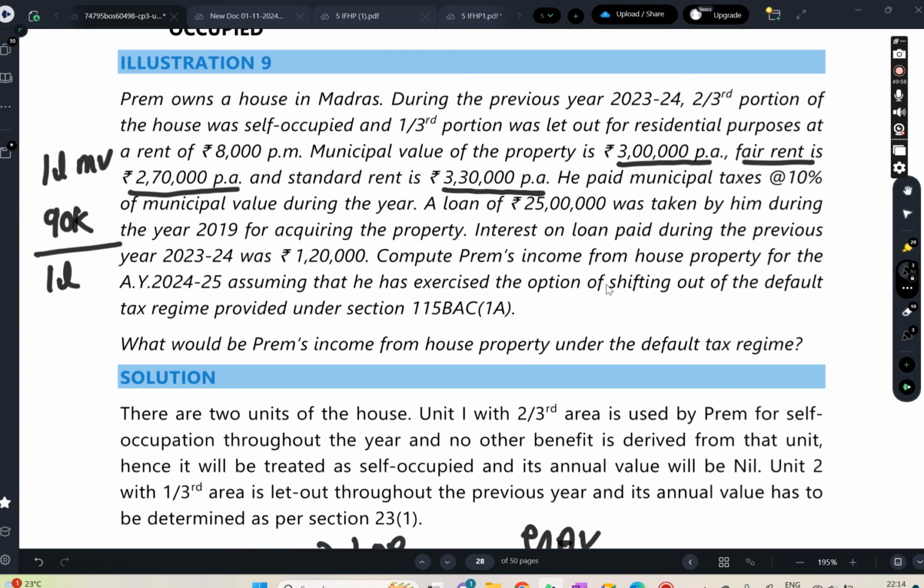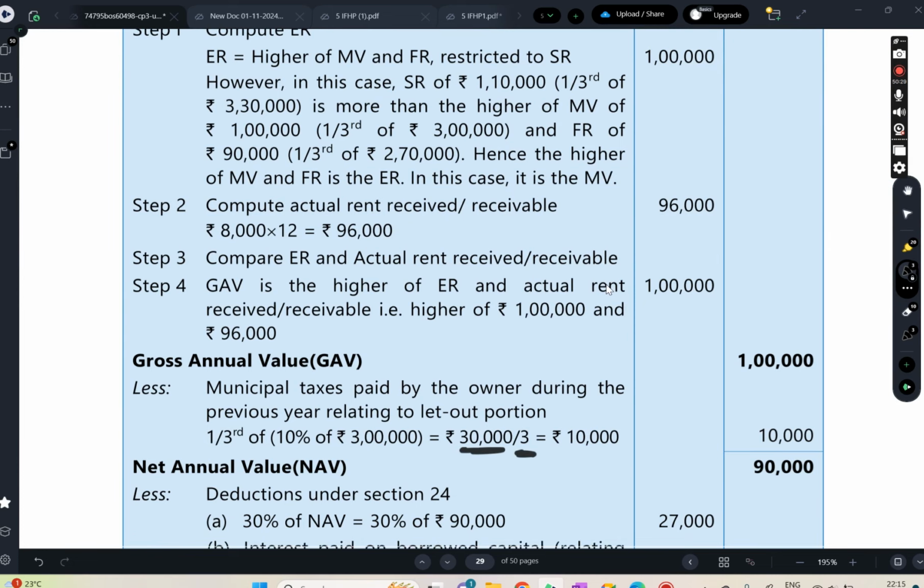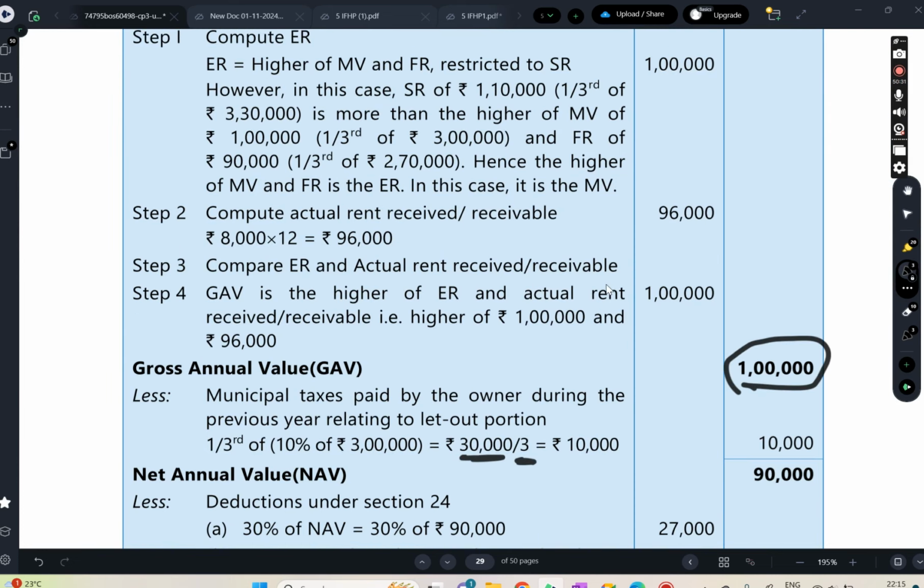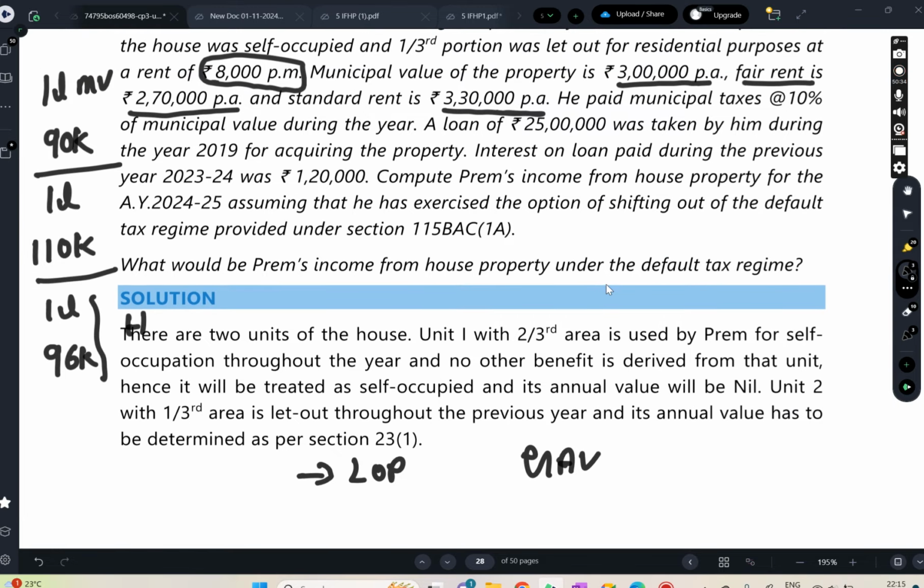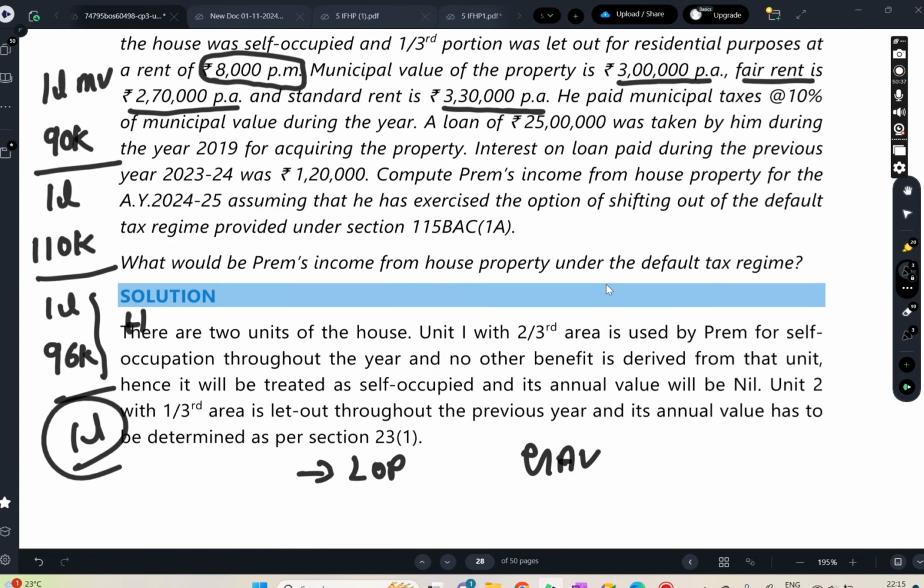Then you compare with the standard rent. Standard rent is 3,30,000 into 1/3, which is 1,10,000, whichever is lower. Lower. Then you compare it with the actual rent. What is the actual rent? 8,000 per month. So 8,000 into 12, which is 96,000. Right? Whichever is higher. So then you should get 1 lakh as the GAV. That's what we got. High, low, high. So 1 lakh as GAV.